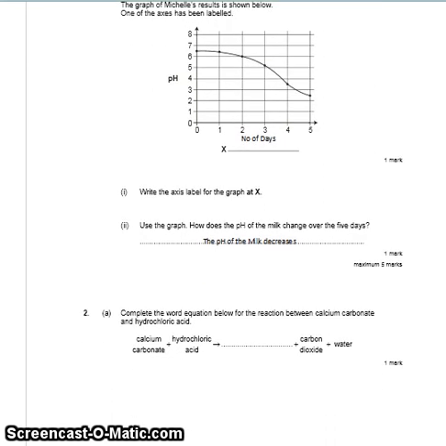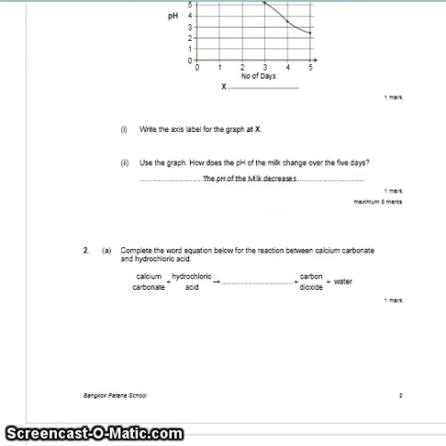Right, so complete the word equation below for the reaction between calcium carbonate and hydrochloric acid. Okay, so this is one of our general equations that we need to know. Revise those with your earlier. So we have an acid and an alkali that will give you salt and water. An acid and a metal give you salt and hydrogen. An acid and a metal oxide will give you salt and water. And an acid and a metal carbonate will give you salt, water and carbon dioxide.